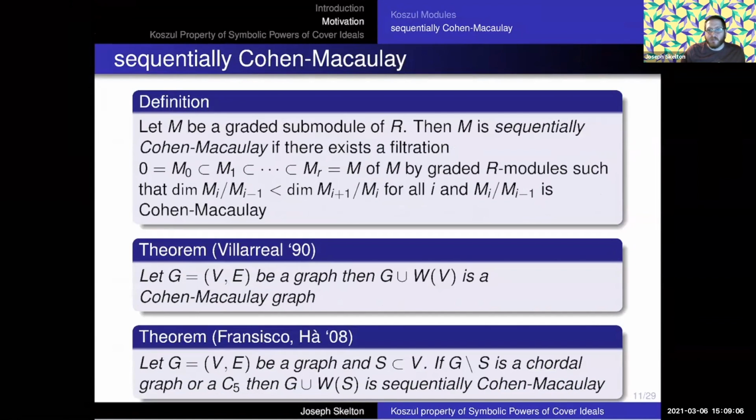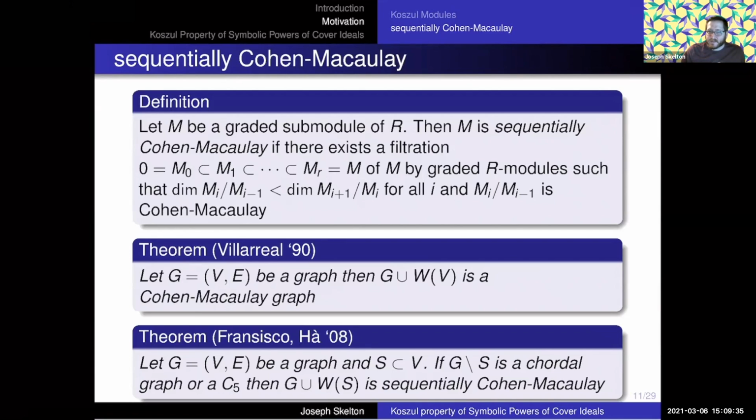And a third biggie is sequentially Cohen-Macaulay. If you've ever heard of a Cohen-Macaulay graph or a Cohen-Macaulay ideal, this is the non-pure version of that. Basically, something is sequentially Cohen-Macaulay if there is a filtration of R modules such that the dimensions of the quotients increase and the quotients are Cohen-Macaulay.